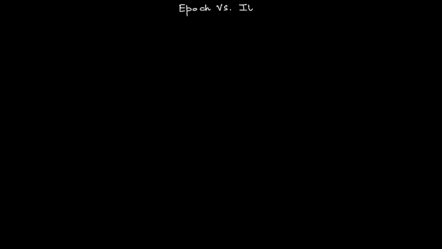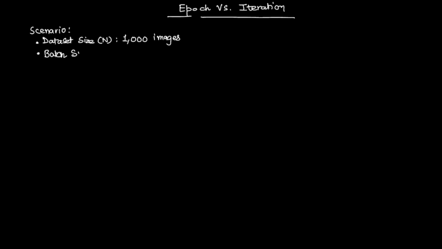Before we go further, we need to fix a vocabulary problem. I see senior engineers mix these up in meetings. Let's clarify them once and for all. So I have a scenario where the data set of size n is 1000 images and our batch size B is 100 images.